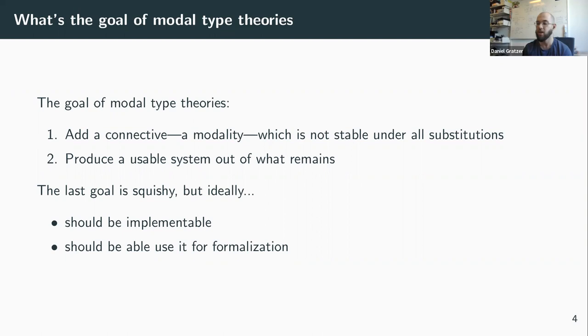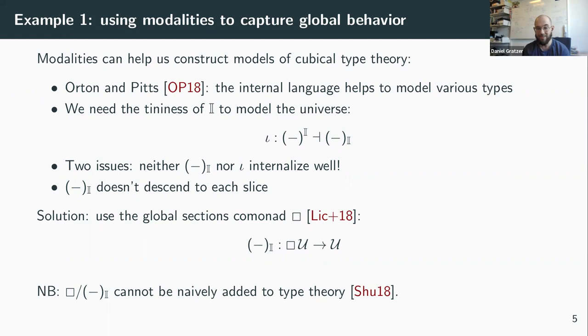And I think it's quite nice to actually have a few examples of modalities that we might care about. So let's start by talking about a few instances that make the pain worth it. One particularly nice example, I think, starts with this line of work by Orton and Pitts, using the internal language of cubical sets to construct models of cubical type theory.